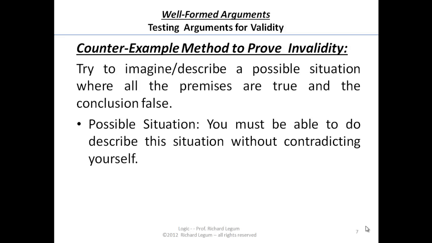If you can do that, then you've shown that it's possible for the premises to be true and the conclusion to be false. So in other words, another way of saying it is that if it is possible, then it's not impossible for the premises to be true and the conclusion false. So it means the argument is not valid. And this is one way of proving or testing an argument for validity.